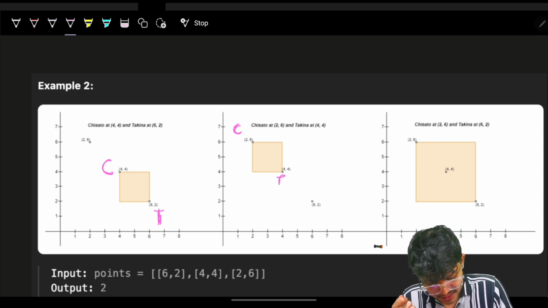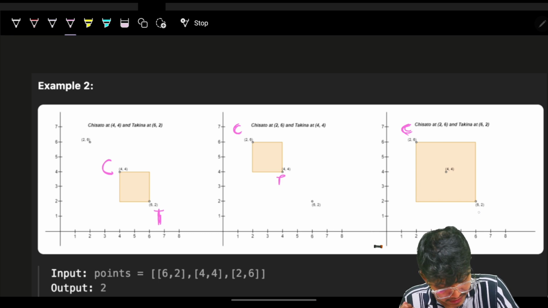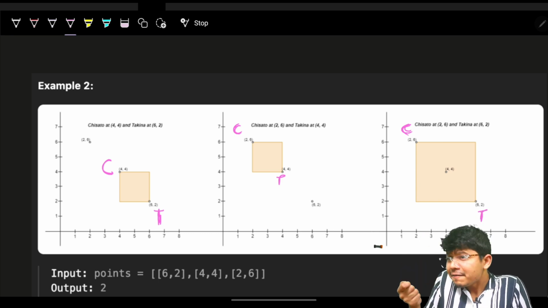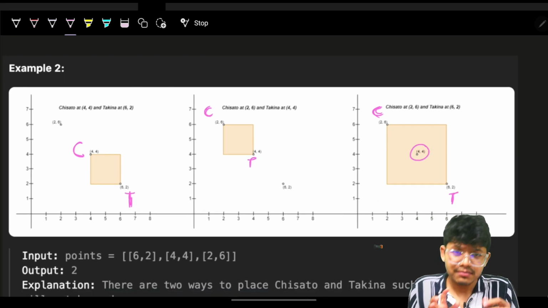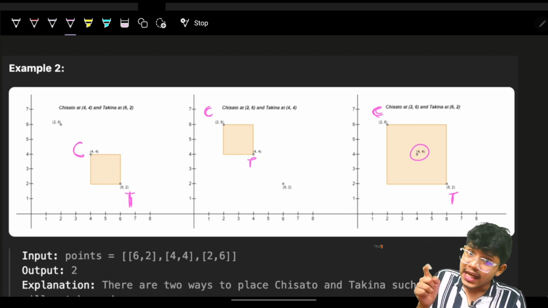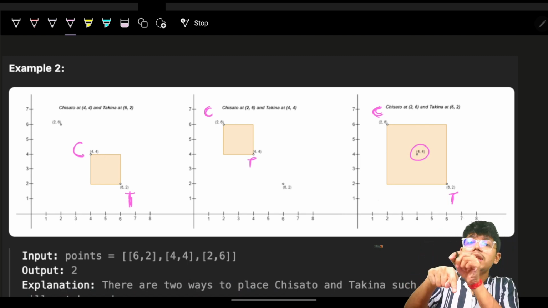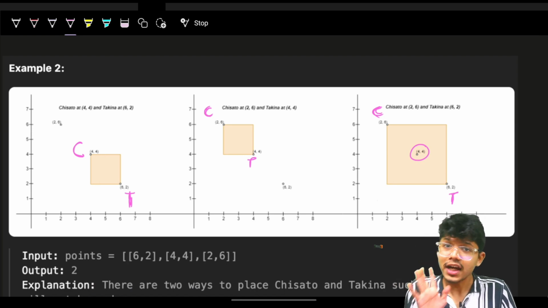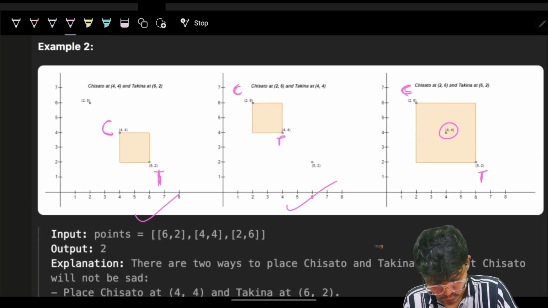C is here, T is here. That's also true. C is here, T is here. It could have been true, but another point is coming in between. Like again, if any point comes inside or on the perimeter, I am screwed up. C and T are screwed up. So the answer is 2 for him also.